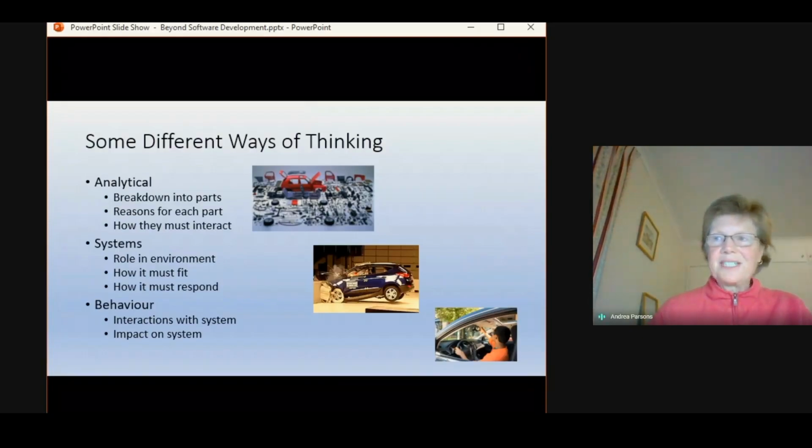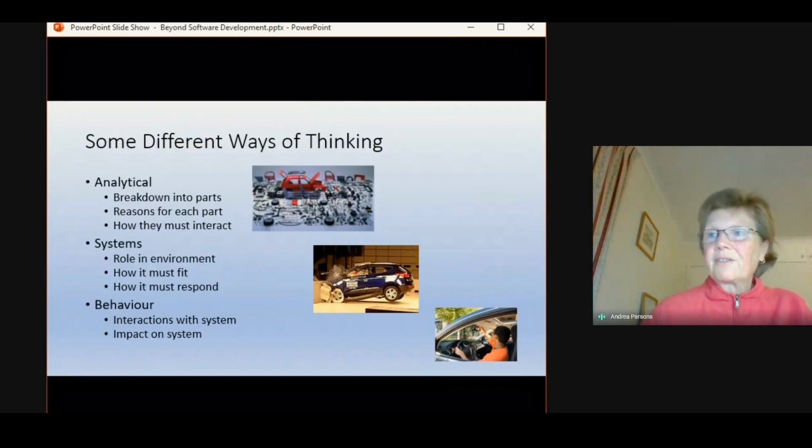And the behaviour is how the interactions with the system are impacting on the system, how the behaviours impact on the system. So thinking about systems and behaviour tends to help put things into context. It surfaces more constraints and considerations, and it gives rise to more requirements, especially in the non-functional area.